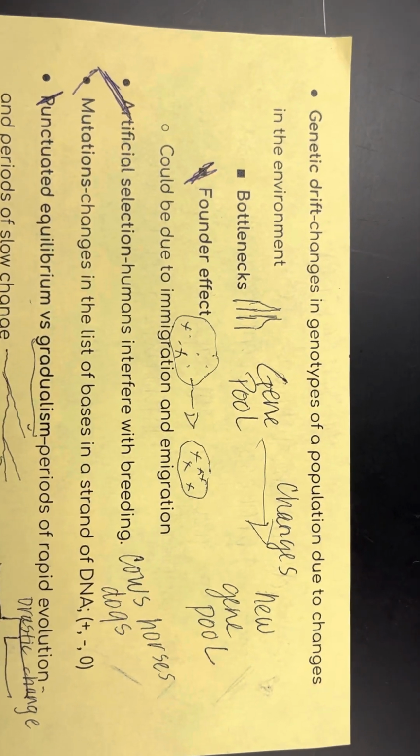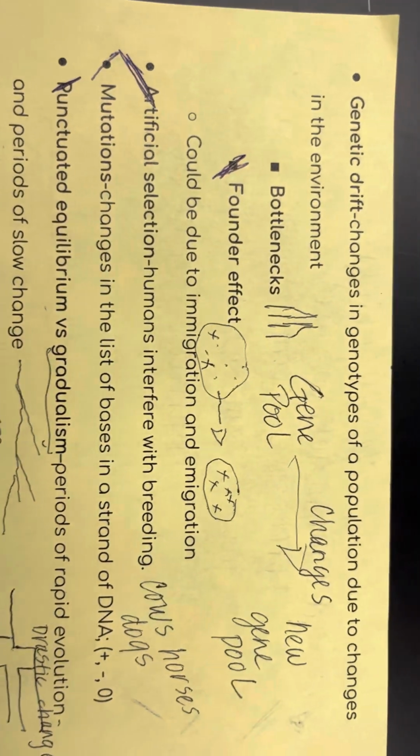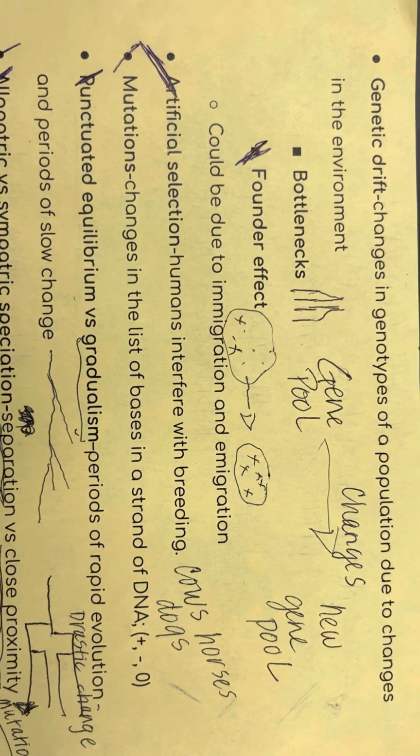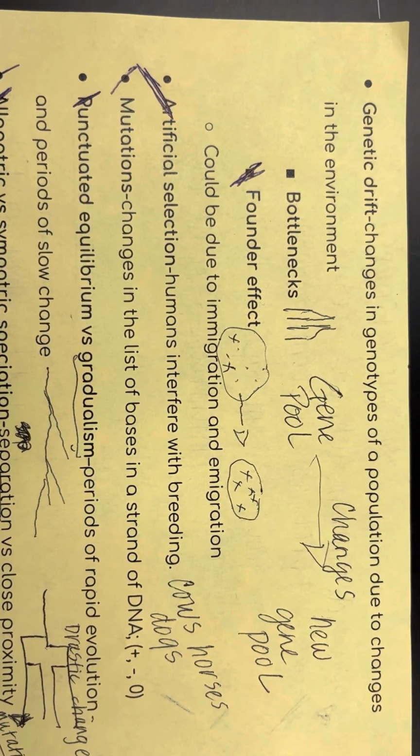Okay, genetic drift, anytime there are changes in the genotypes of a population. And it can happen for many reasons. A bottleneck, you could have a collapse of an area. So you go from one huge gene pool to a much smaller gene pool or number of individuals.